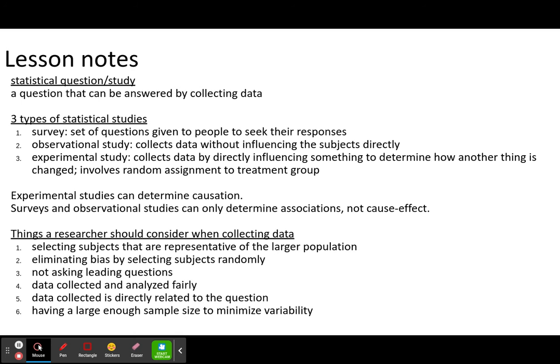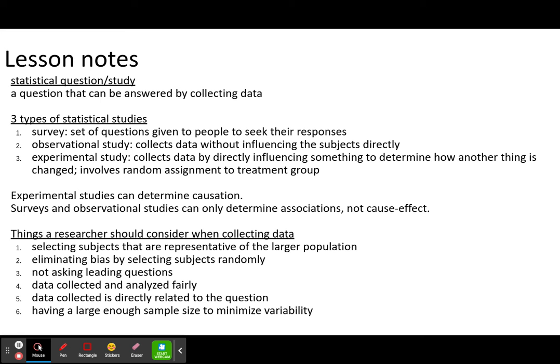And as it says here, a statistical study or a statistical question is simply a question that can be answered by collecting data. Anything that you can answer by collecting data is a statistical question or study. And for this unit, we're going to focus on the three different types of statistical studies. We have a survey, an observational study, an experimental study. And a lot of them are pretty self explanatory.